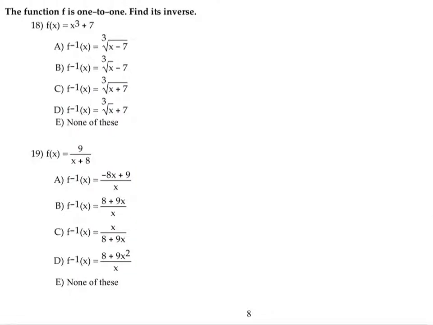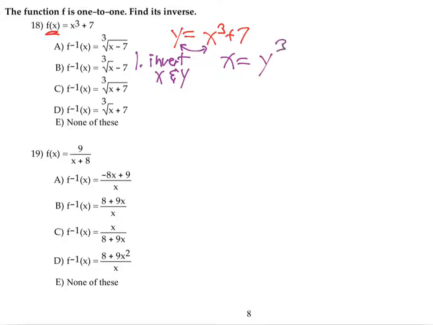All right, 18. So they want us to do inverse functions on 18. Let's do that. So here on 18, remember, f of x is y. This is y is x cubed plus 7. What are the steps for finding an inverse function? Step 1, invert x and y. So these guys trade spots. It becomes x out here, y over there. So step 2, solve for the y. So now we're going to solve that equation for y.